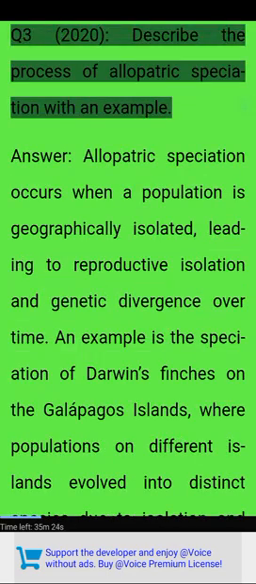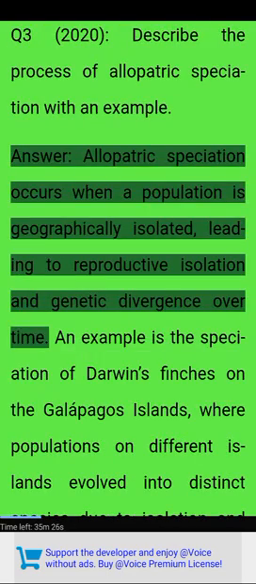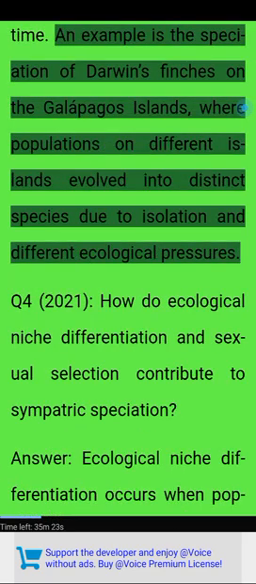Q3, 2020. Describe the process of allopatric speciation with an example. Answer. Allopatric speciation occurs when a population is geographically isolated, leading to reproductive isolation and genetic divergence over time. An example is the speciation of Darwin's finches on the Galapagos Islands, where populations on different islands evolved into distinct species due to isolation and different ecological pressures.